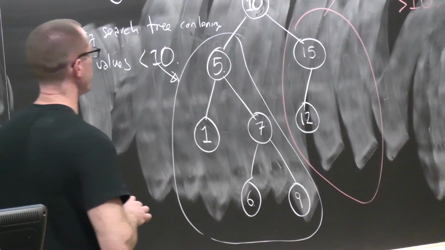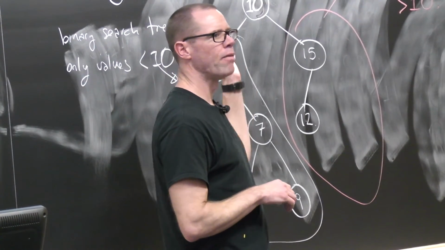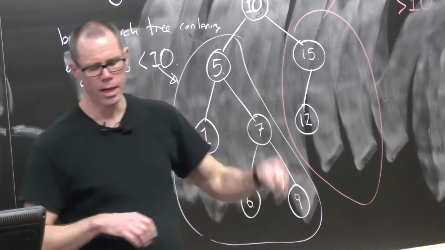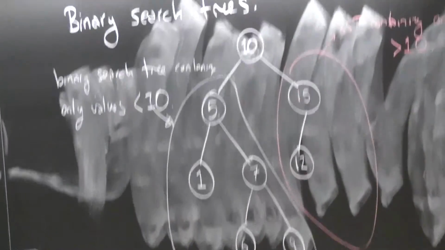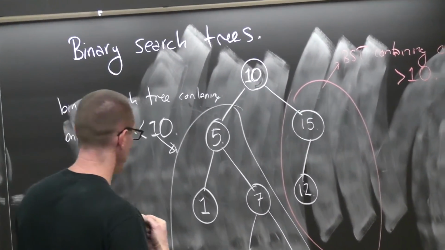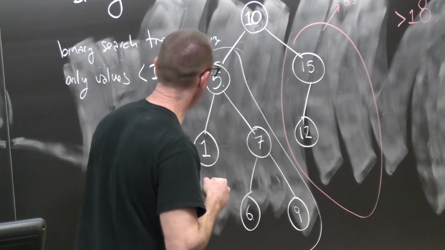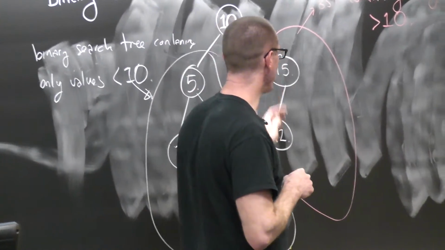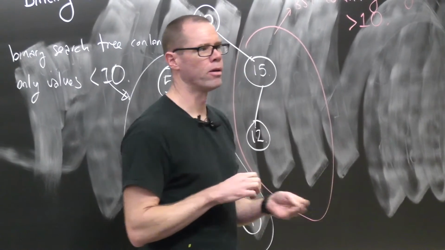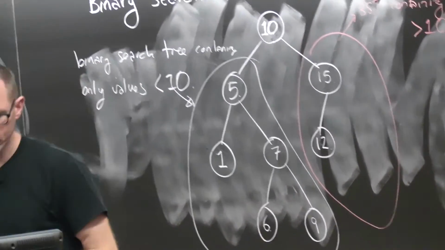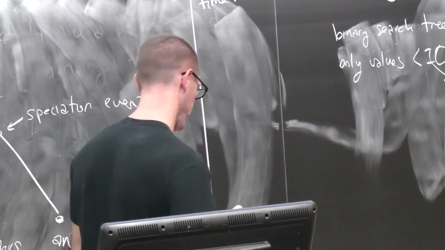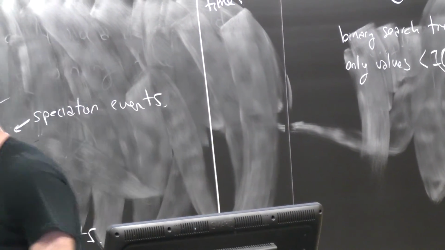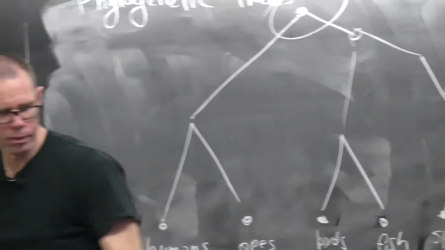So it has a root that contains a value, let's call it x. It has a left subtree, which is a binary search tree on values that are less than x, and it has a right subtree, which is a binary search tree on values that are bigger than x. That's the whole thing. Okay? Now, these things are incredibly useful.